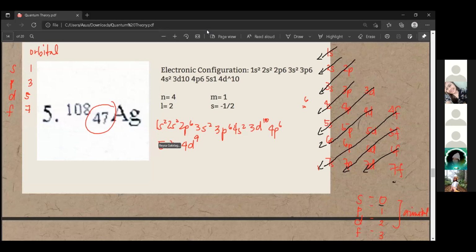So you subtract one from s. Okay, so 5s1 for d10. I saw that in my video. Okay. Actually, we really do that, no? When s and d are consecutive, we need to complete the d. But for the sake of locating our elements in the periodic table.